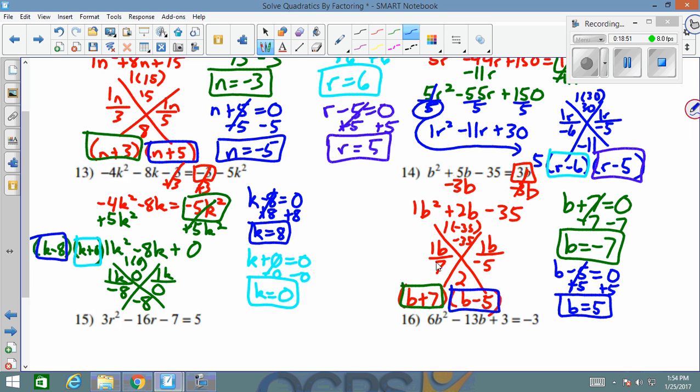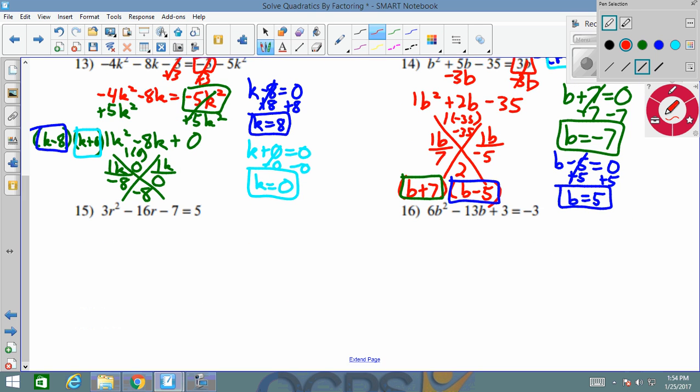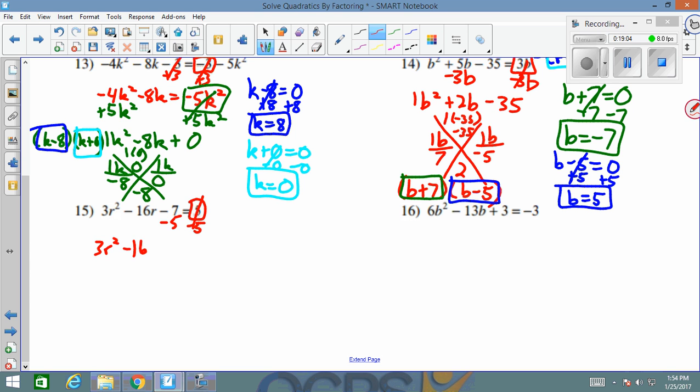Alright, we're almost there. 2 more. Okay, with this one, take the 5 and we're going to subtract it. Since it's positive, it's going to go to the 7 because that's what it's like. So it's 3r squared minus 16r minus 12.